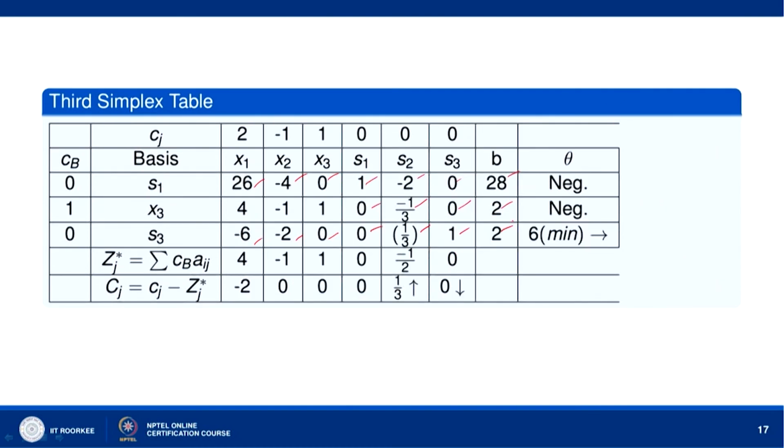Okay. So, now we have found Zj star here and the corresponding Cj values. So, Cj values are now minus 2, 0, okay, 0, 0, 1 by 3, 0. So, there is still one Cj value which is positive. Okay. So, this is our key column. So, that means S2 will be the incoming variable.